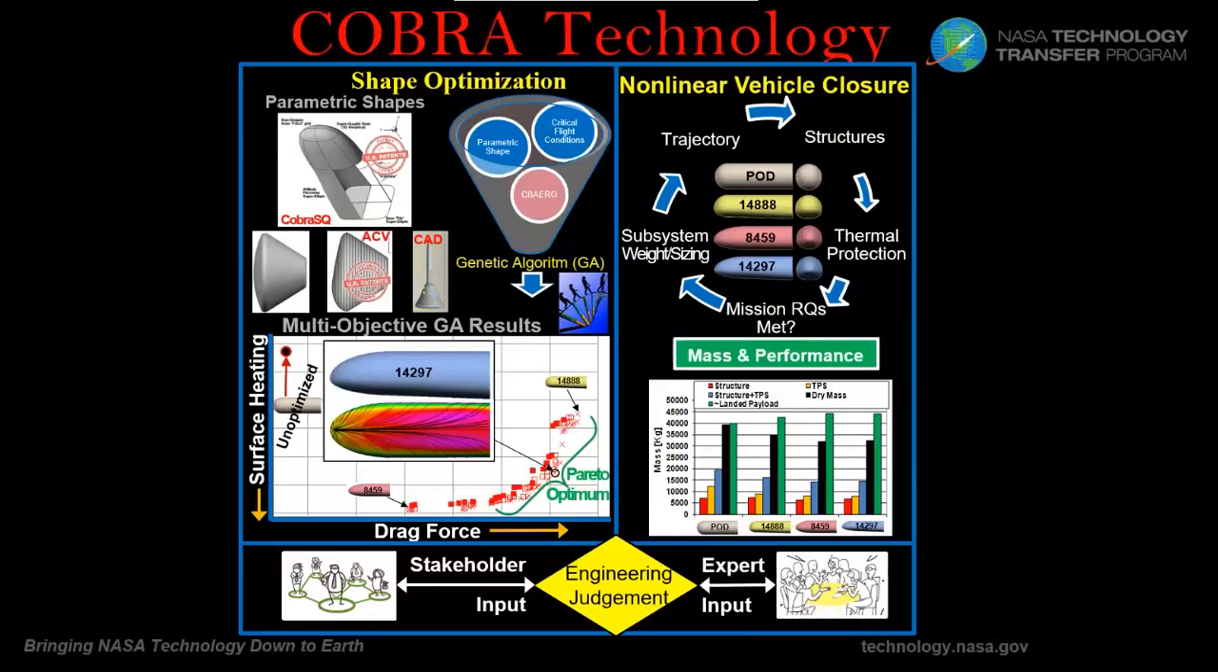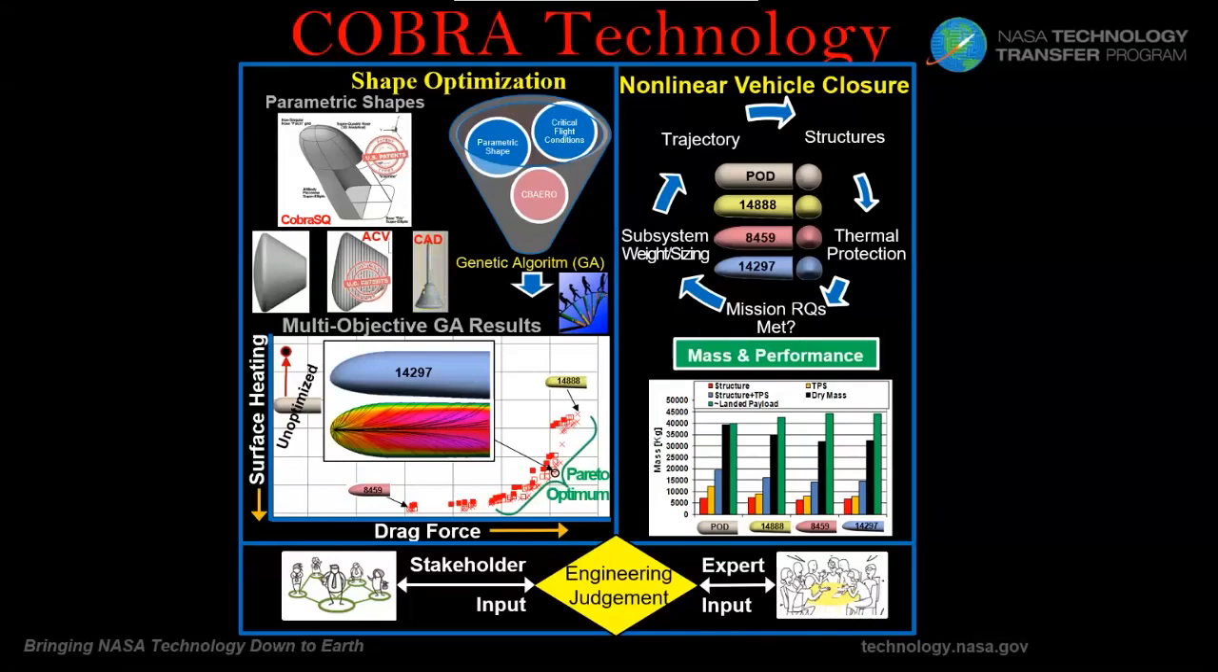systems for Mars. And so we started with that and applied a genetic algorithm to explore various shapes, evaluating with engineering tools early on, and then starting to evaluate the whole system closure and stacking those against the point of departure, which is the unoptimized vehicle.